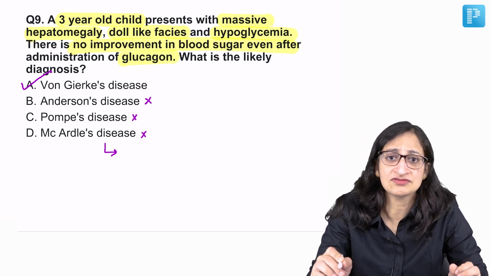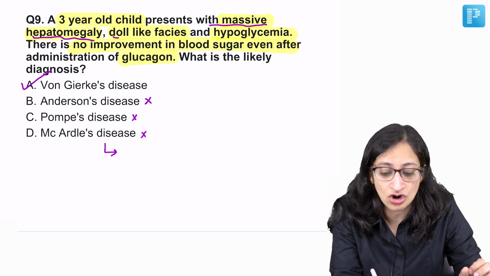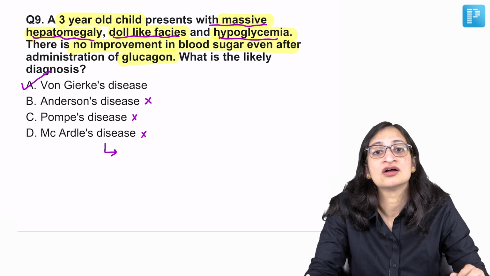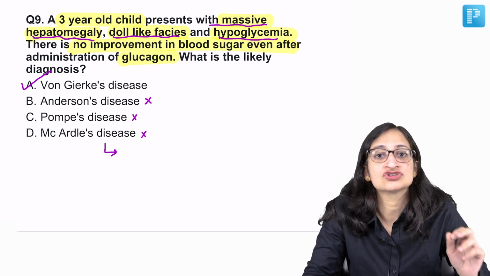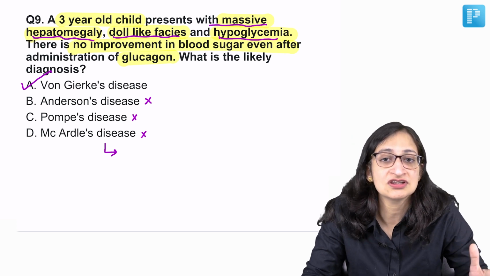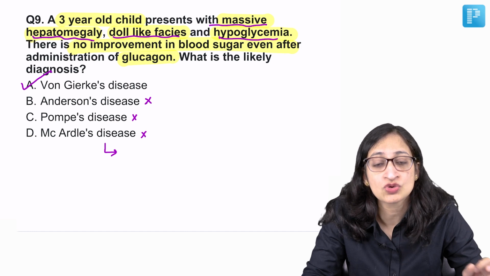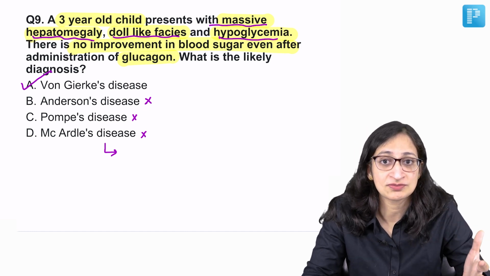So typically in the given case scenario, the massive hepatomegaly that is mentioned, the doll-like facies and hypoglycemia, all these point towards a diagnosis of Von Gierke disease. And in this, the hypoglycemia doesn't even improve on giving glucagon. Dr. Smily will be discussing more about why it happens and the biochemical basis.